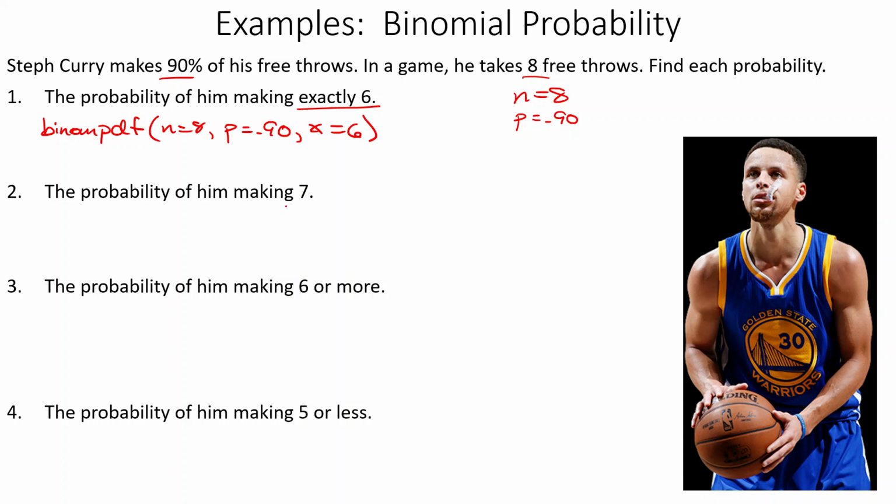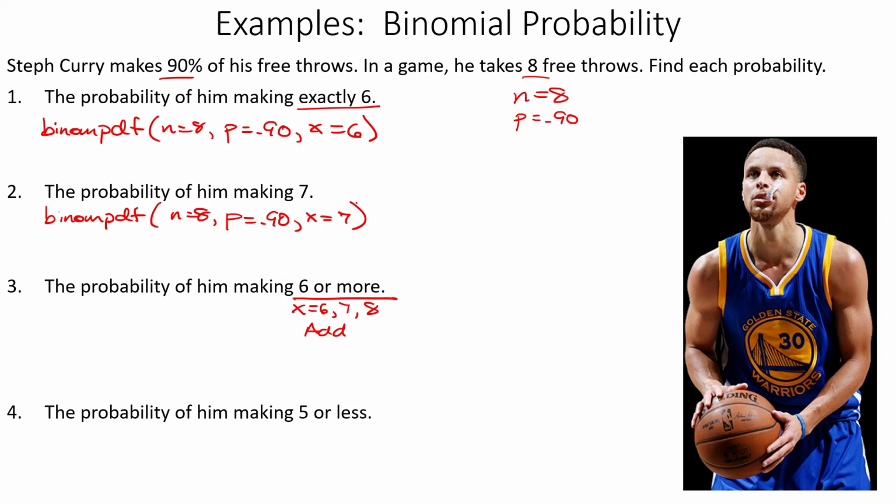All right, the next one of him making 7. Well, that's still exactly. So this again would be binomial PDF, where n equals 8, p equals 0.90, and x equals 7. All right, 6 or more. We'd have to do x equals 6, 7, and 8, and then add them all up.